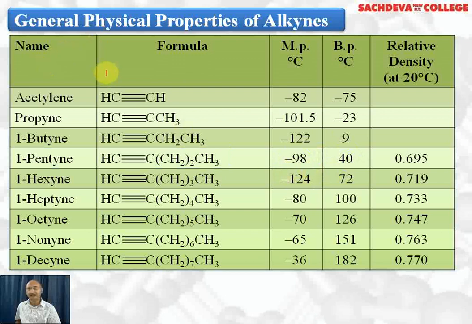Its relative density is 0.695 at 20 degrees centigrade. 1-Hexyne has minus 124 degrees centigrade as melting point and 72 degrees centigrade as boiling point.